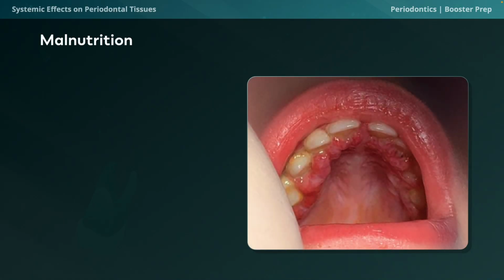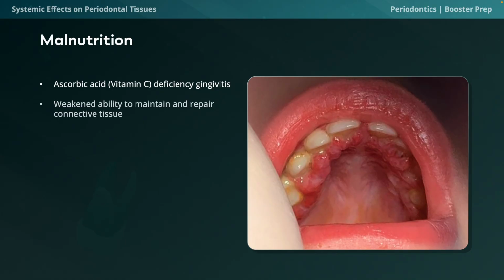Malnutrition can also have a significant impact on periodontal health. For example, ascorbic acid deficiency gingivitis is an inflammatory response of the gingiva to plaque biofilm that's aggravated by chronically low levels of ascorbic acid, or vitamin C. This deficiency weakens the body's ability to maintain and repair connective tissue, making the gingiva more susceptible to inflammation and bleeding in response to bacterial plaque.